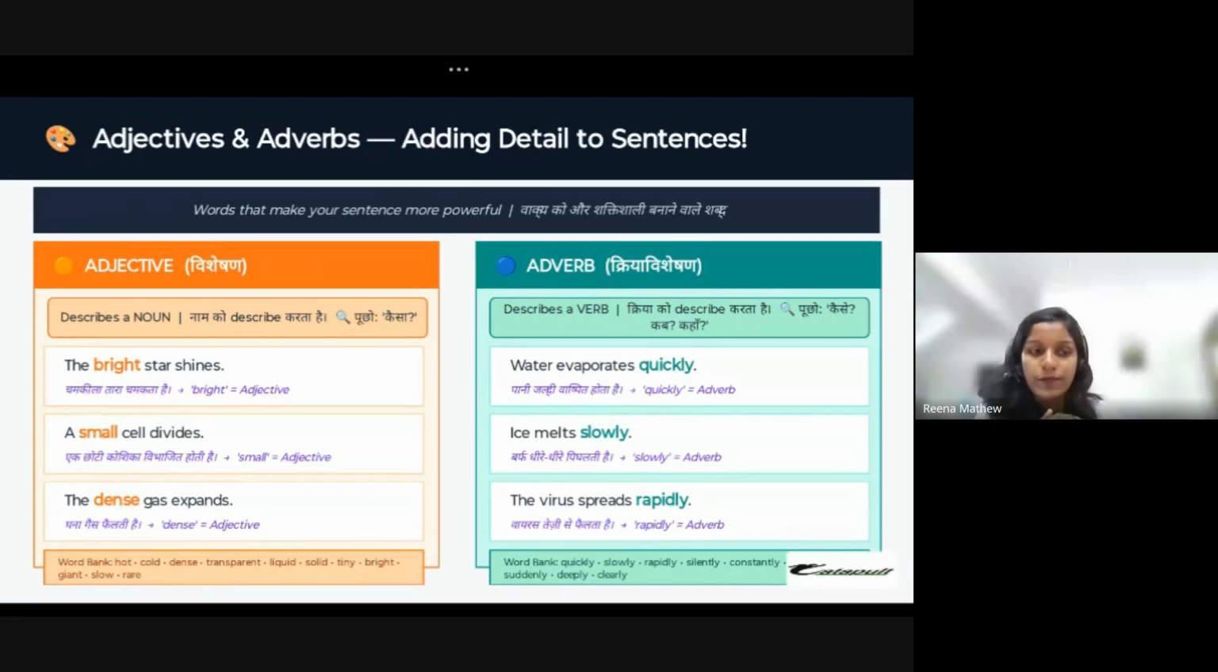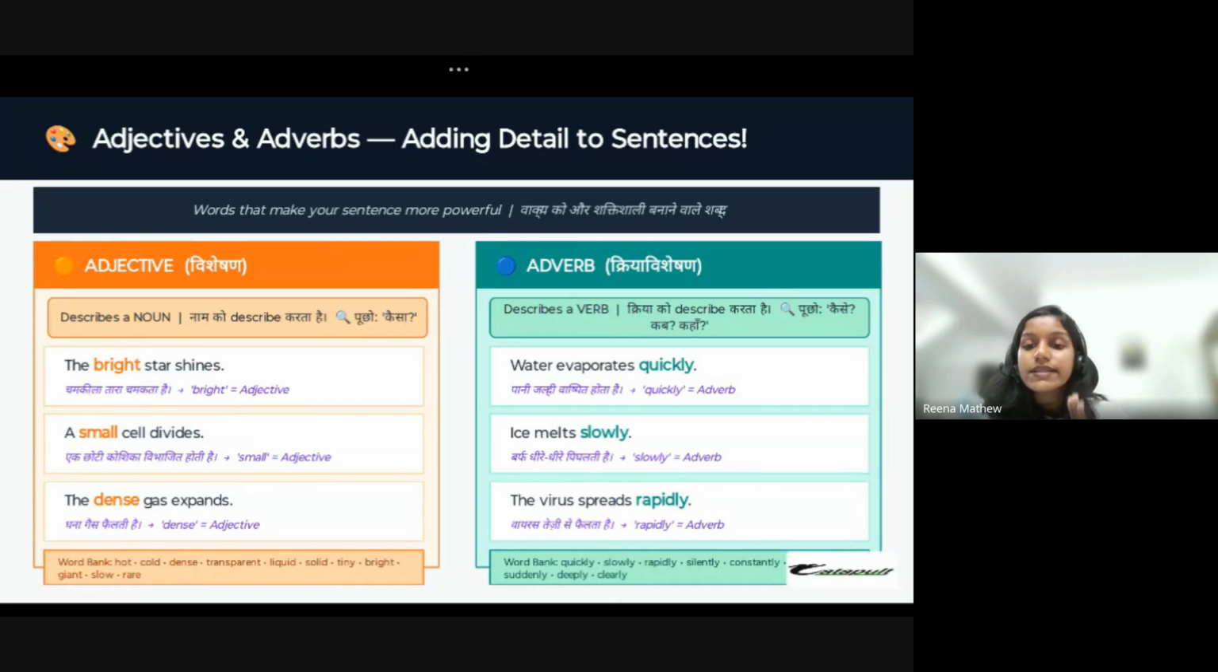एक विशेषण है. Second sentence देखो और tell me adjective क्या है? A small cell divides. Can you tell me the adjective? It is already highlighted. विशेषण क्या है? Small. Okay, very good. The dense gas expands. Dense is the adjective there.